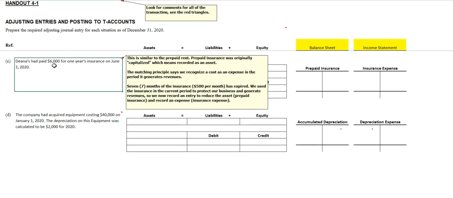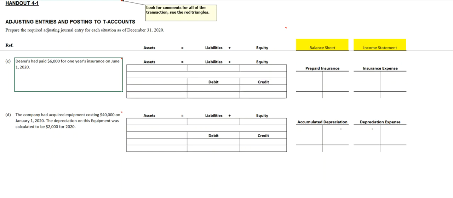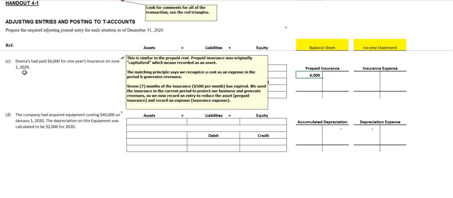Let's go ahead and take a look at transaction C. Dina had paid $6,000 for 1 year's worth of insurance on June 1, 2020. This is similar to our prepaid rent. Our prepaid insurance was originally capitalized, which of course means recorded as an asset. So $6,000 as an asset for prepaid insurance. And our matching principle says we recognize a cost as an expense in the period it generates revenue.